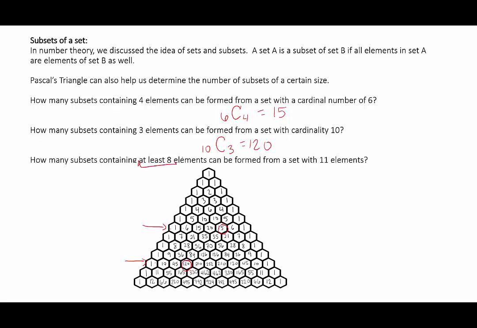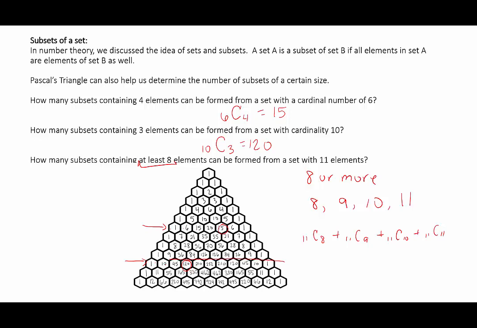How many subsets containing at least 8 elements can be formed from a set with 11 elements? So at least 8, that's 8 or more. So that would be 8 elements or 9 elements or 10 elements or 11 elements. Remember, I'm using that word or, so what we're really going to do is figure out each one of these and then add them together. This would be 11 choose 8 plus 11 choose 9 plus 11 choose 10 plus 11 choose 11.